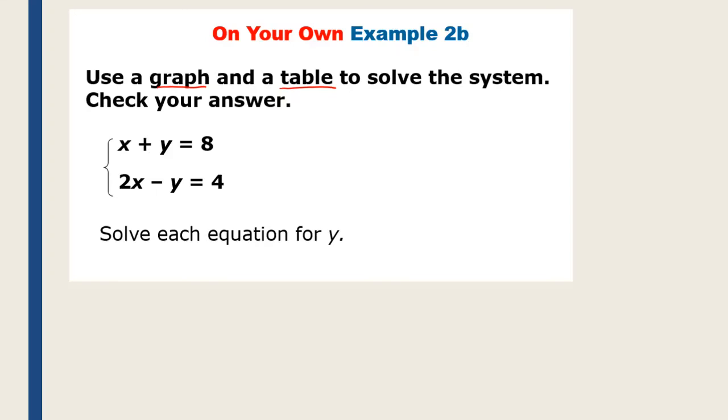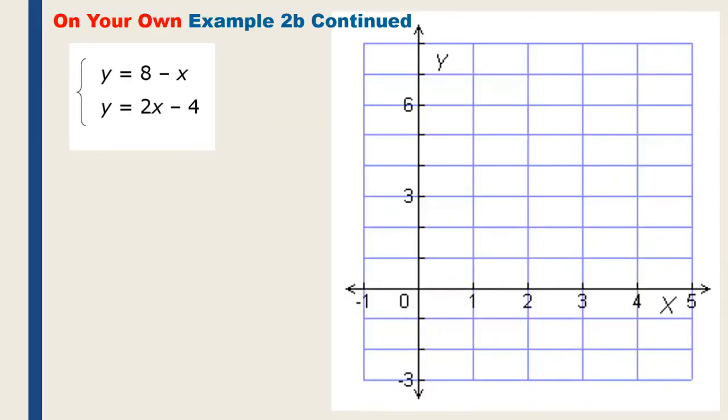Okay, welcome back. Here we go. If you solved it correctly, you should have gotten y equals 8 minus x and y equals 2x minus 4. So now that we have the equations in slope-intercept form, we can go ahead and graph them.